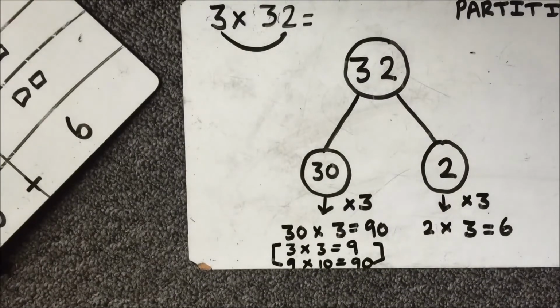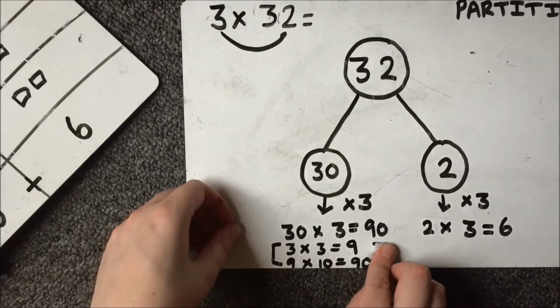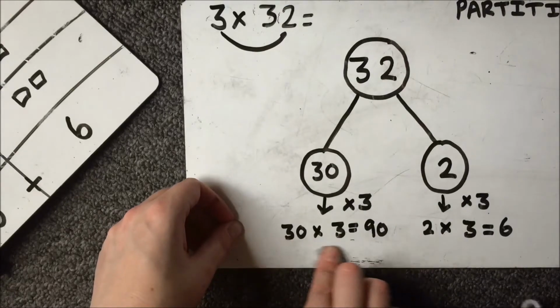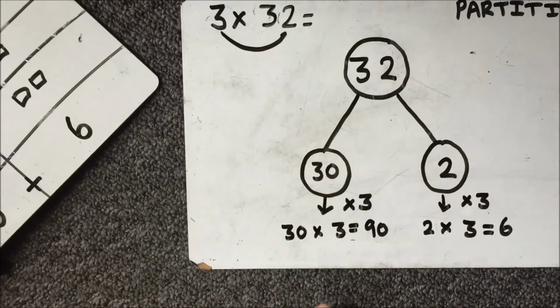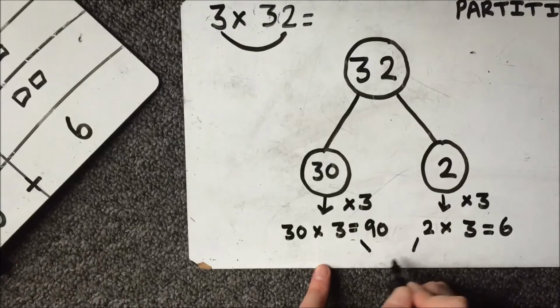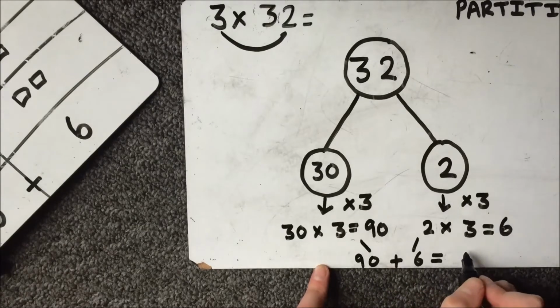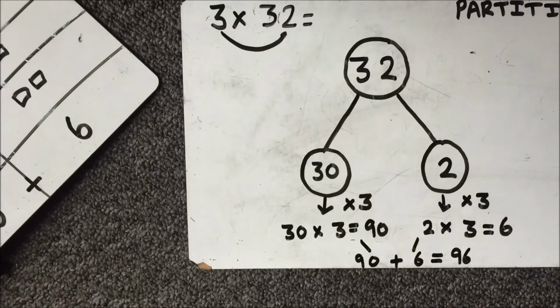That's right, I need to add them up. I'm going to rub this bit off, but you can do that. So I now need to go underneath and do 90 add 6 is the same as 96. Got it?